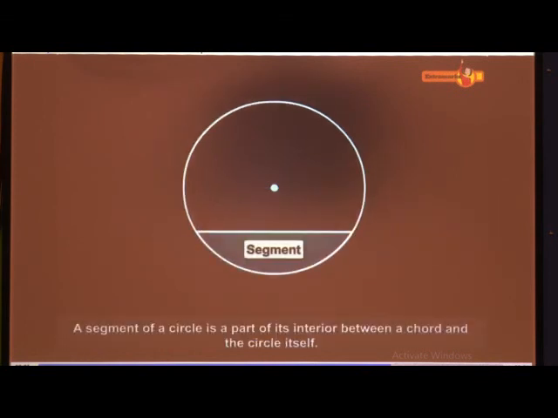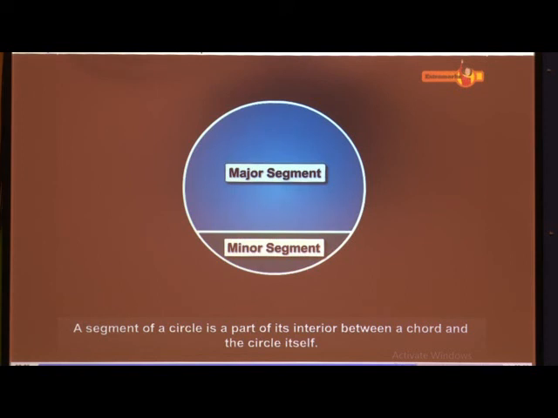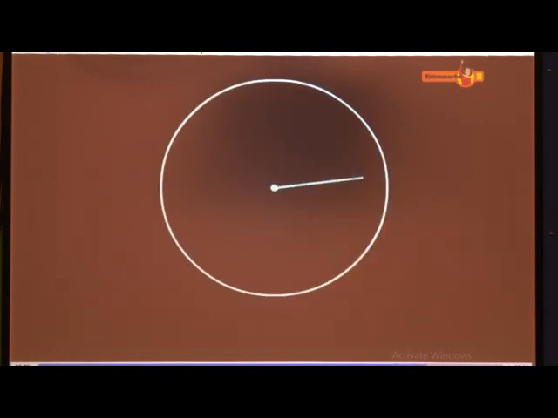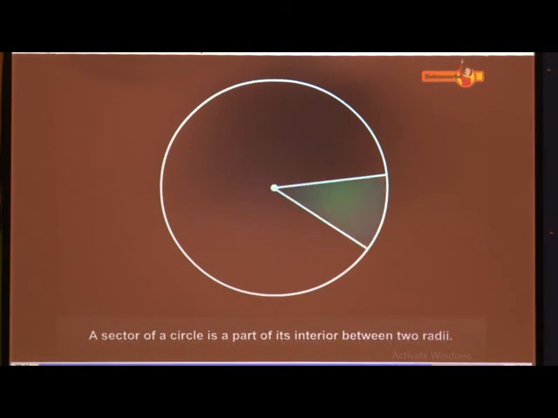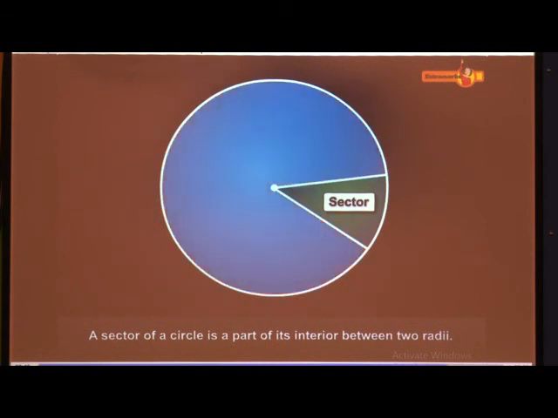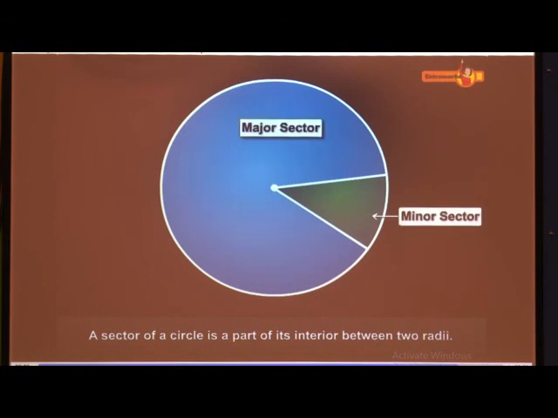A segment of a circle is a part of its interior between a chord and the circle itself. We can define smaller and bigger segments as minor segment and major segment of the circle respectively. A sector of a circle is a part of its interior between two radii. We can define smaller and bigger sectors as minor sector and major sector of the circle respectively.